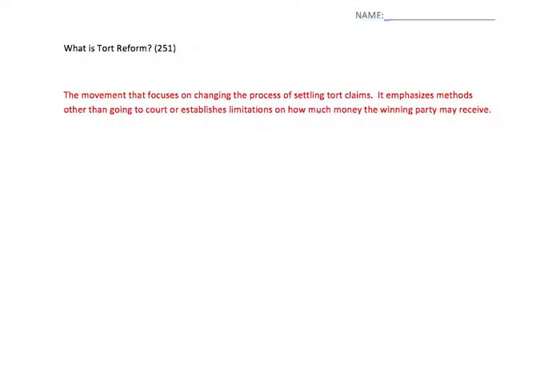The last thing here in Unit 2 is tort reform. It's the movement that focuses on changing the process of settling tort claims, making it harder for people to sue in court, whether that is limitations on how much money is awarded, arbitration clauses, but tort reform is making it tougher for individuals to bring defendants to the courtroom.